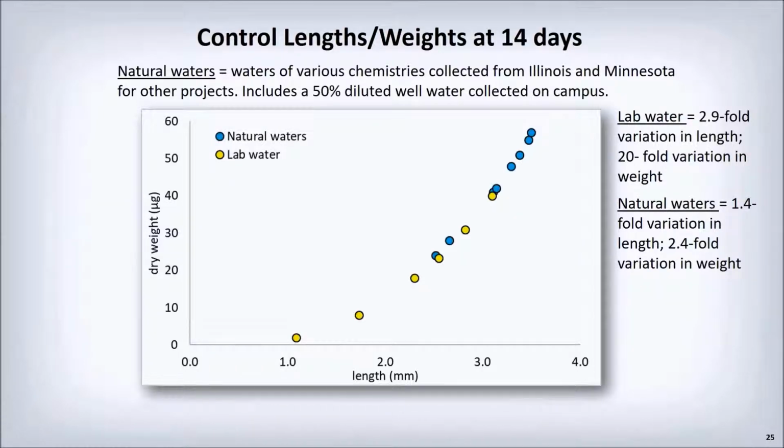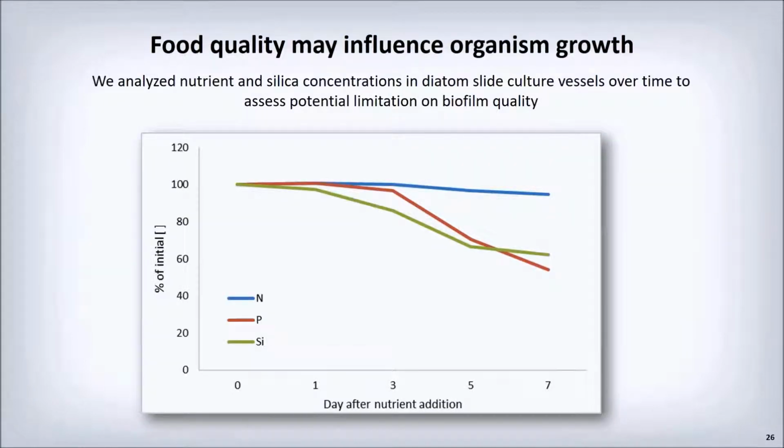So we decided to do an experiment with our diatom cultures, wherein we looked at nutrient concentrations over the course of 7 days. We sampled the nitrogen, phosphorus, and silicon in the water on days 1, 3, 5, and 7 after initiation of the culture. The y-axis is the percent of the initial concentration of the various nutrients. You can see that while nitrogen remains relatively stable, dropping some over the course of 7 days, phosphorus and silicon drop to about half over that period of time.